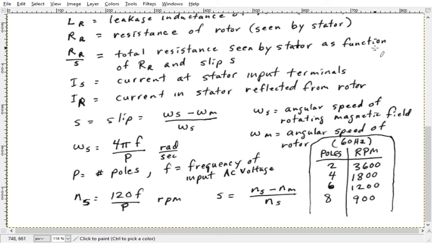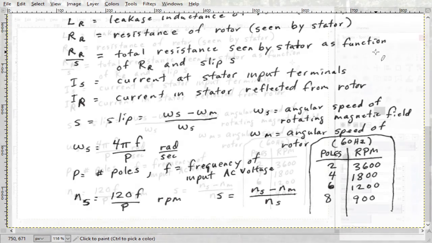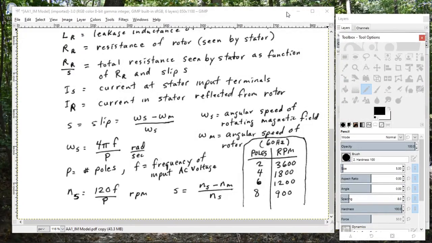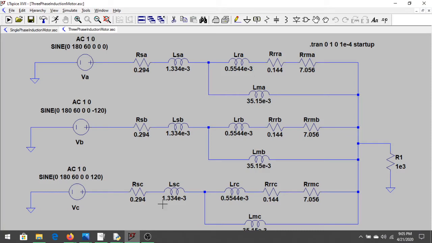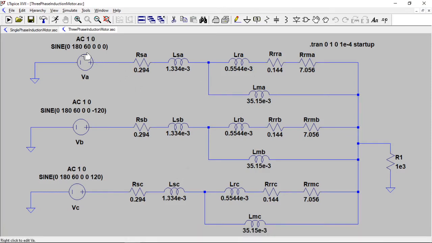Time's kind of gone by here. Before we go, I'd like to show you a couple other things. So let's go back to here, and let me show you some models. This here is the model that we are using, and notice we have some values here.